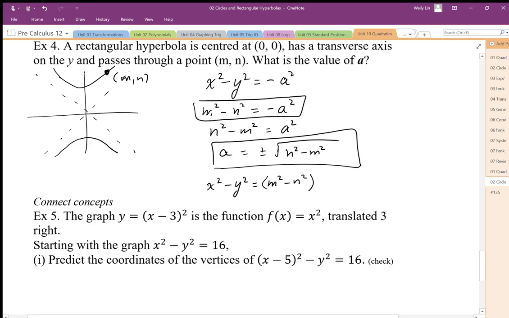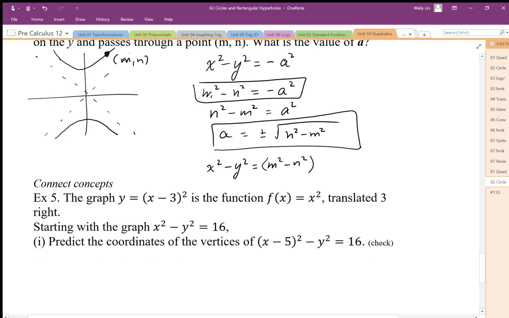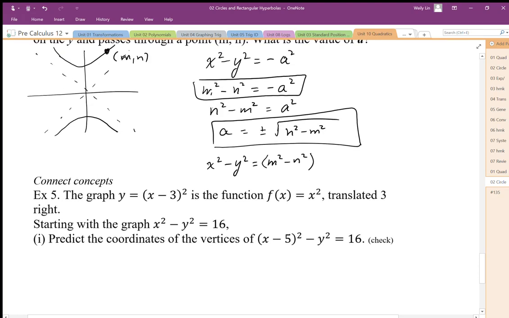Okay, so there are some key concepts here that we want to start connecting now. We've got our basic rectangular hyperbola and circles, so we want to start doing something with these things. We're going to start by going back and looking at the parabola. This is a quadratic section. (x minus 3) squared is x squared translated 3 to the right.